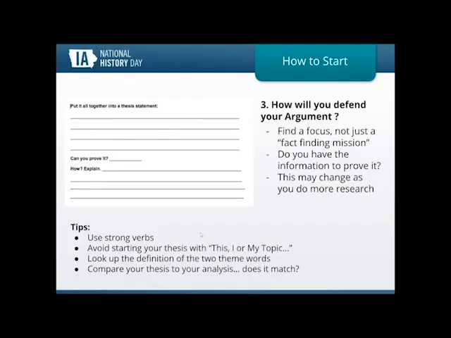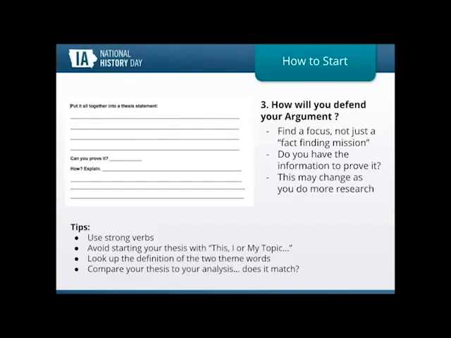A couple tips that I heard from veteran teachers and from alumni students and just for myself. Be sure to use strong verbs. Judges really do look for those strong verbs to get that message across. Avoid starting your thesis statement with this, I, or my topic. I think this is just a personal preference, but I've also taken a peek at our thesis statements from a state level and national level, and none of those thesis statements start with this, I, or my topic. So just a little piece of advice there.